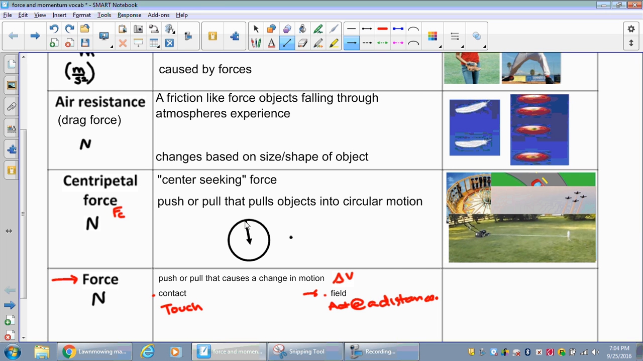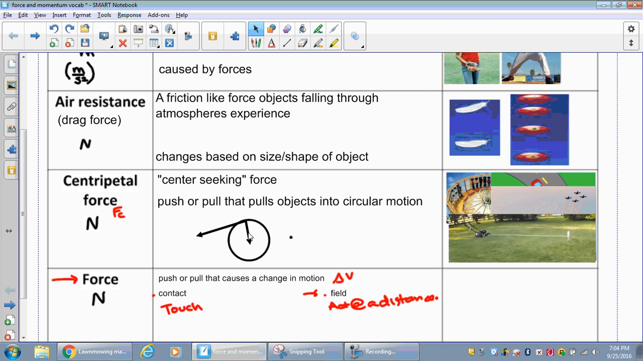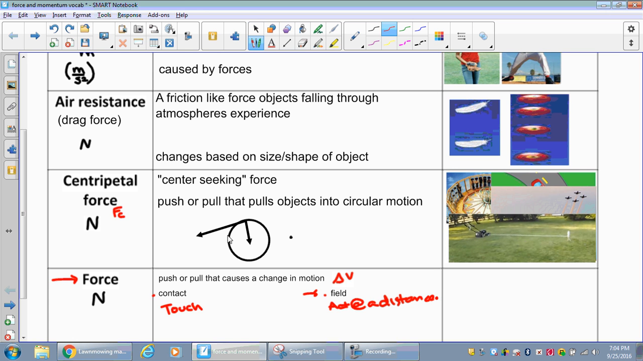All right, so an object may be wanting to go in a straight line, but then something like a rope or a string pulls it towards the center, and then the resultant of that ends up being this circular path, right? So you've got things like gravity. The Earth wants to go in a straight line, but the sun pulls it towards the center, and you end up getting a circular, actually an elliptical, motion.